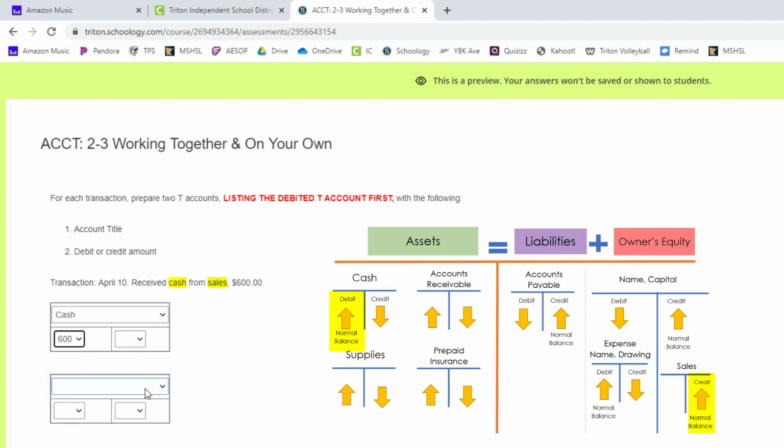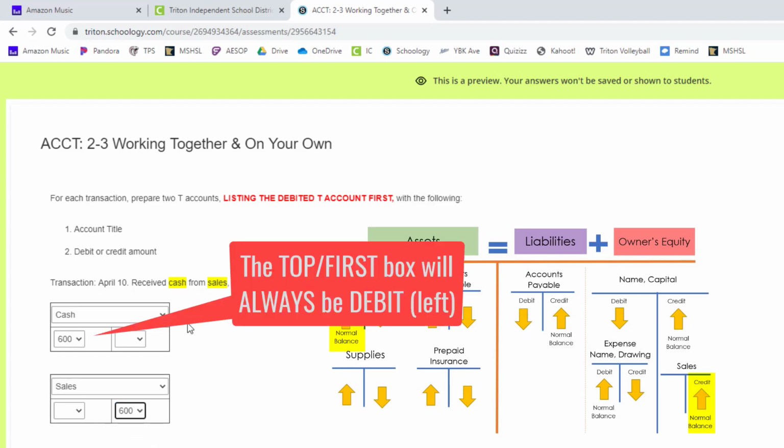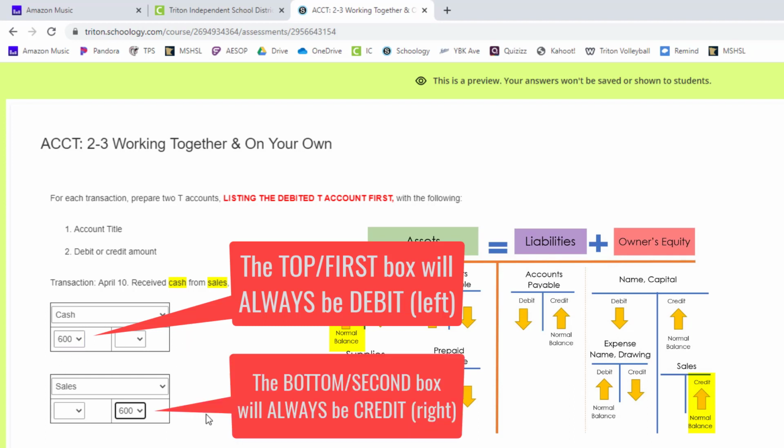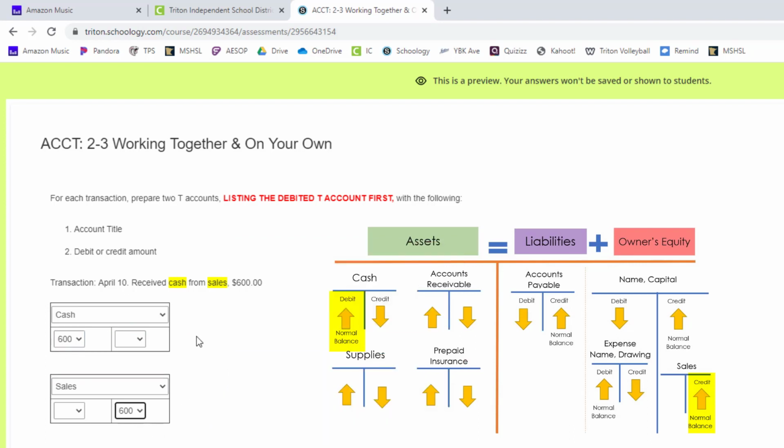Sales is my other keyword. That account title is sales, and sales is always a credit, and the credit is on the right. Things I can double check for: this top box should always have my number on the left, and the bottom box should always have my number on the right, because the debit's on the top and the credit's on the bottom. And then make sure you have the correct account titles corresponding.